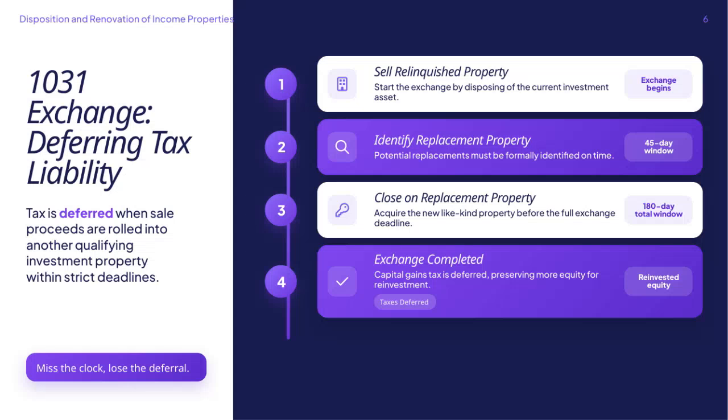So, keeping an eye on the holding period can help you better manage your tax exposure and maximize your investment returns. Let's talk about the 1031 exchange and how it helps defer tax liability. Essentially, when you sell an investment property and reinvest the proceeds into another qualifying property within specific timeframes, you can defer paying capital gains taxes. But timing is crucial. If you miss the deadlines, you lose that tax deferral benefit.